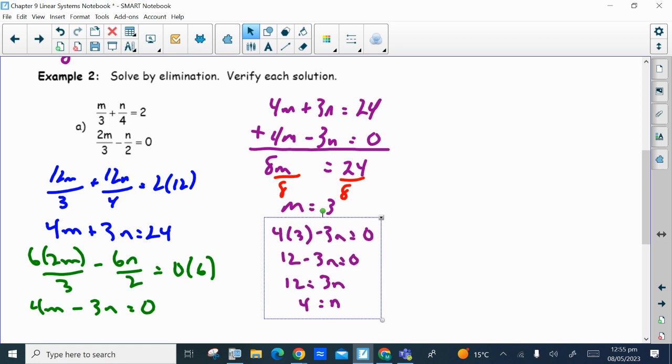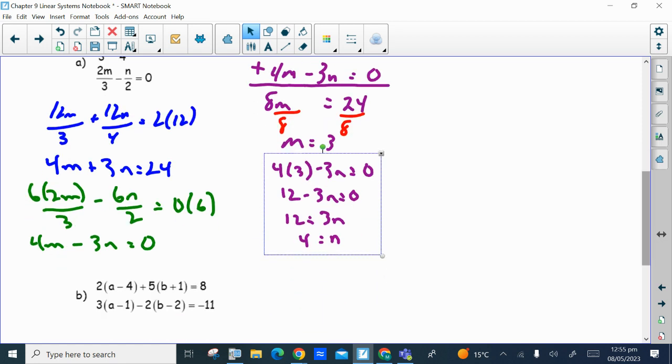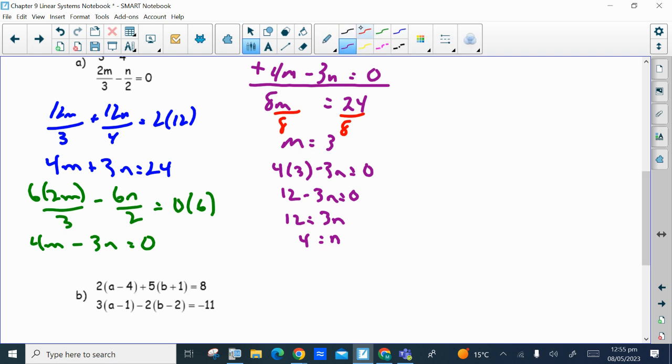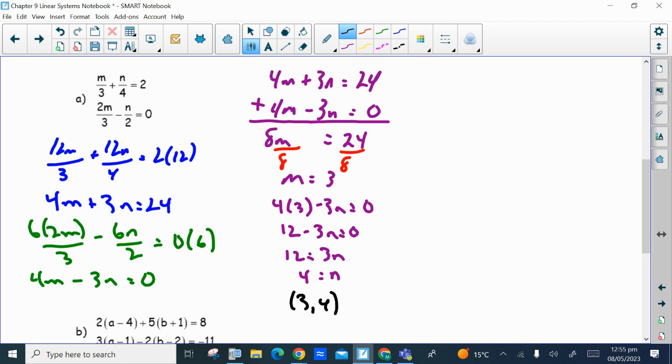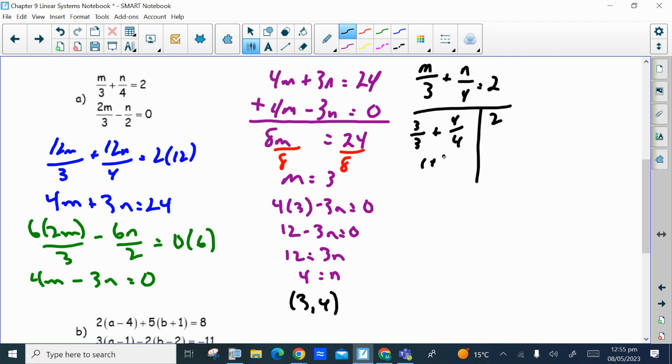Okay? So if we write our solution in alphabetical order, which is m, comma, n, it would be the point 3, comma 4. And to check it, we need to use the original equation. So m is 3, so it'll be 3 over 3 plus n is 4. 1 plus 1 equals 2, so it checks.